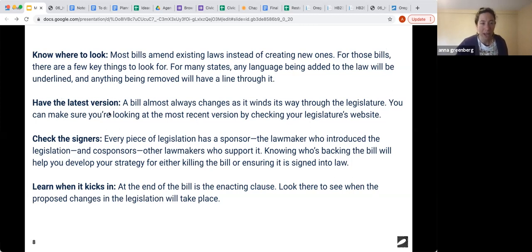Always make sure that you're looking at the latest version of the bill. It changes as it moves its way through. So keep checking the website, and don't just download the PDF of the bill and think that's the final version. You'll have to keep tracking it as it's moving through. Check the sponsors and co-sponsors, because knowing who's backing the bill will help you develop a strategy around it. It's also important to look at when it's kicking in. Sometimes it's coming up soon, and sometimes it's way in the future when it's going to actually be enacted.